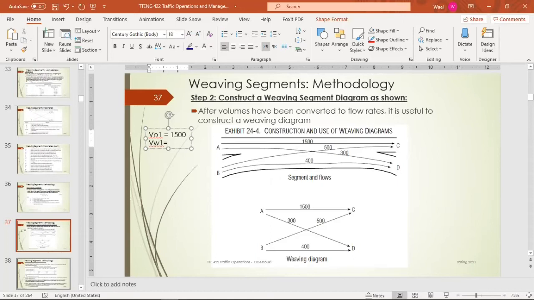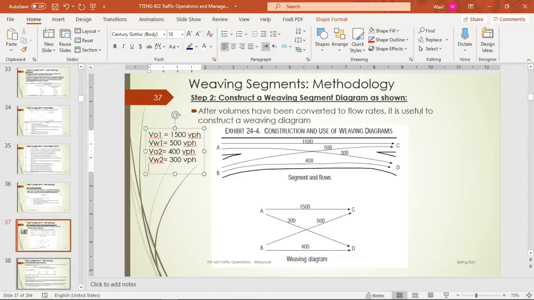Where are the weaving volumes here? 500 and 300. So here we have 500. Okay, of course, this is vehicle per hour. And we have VO2 equal 400 VPH. And we have VW2 equals how much? 300.